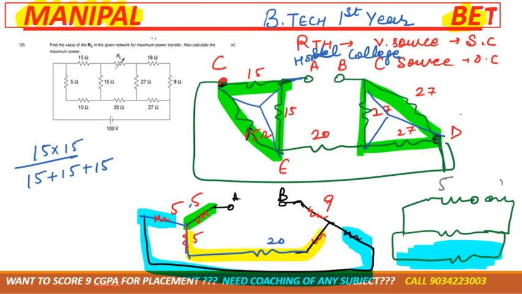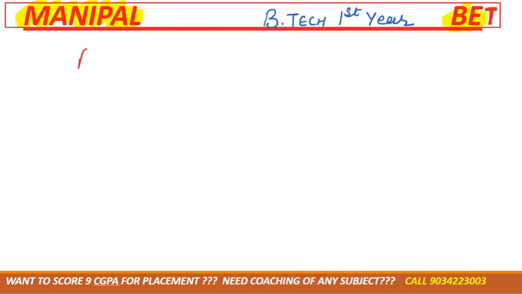This is 5, then you will get some value. This is 5, 9, so 5 plus 9 is 14. This is 25 plus 9 is 34. So 34 and 14 are in parallel, then the 5 and this one resistance will be in series. So that would be your RTH. Correct? So in this particular case, we can get the value for RTH after solving.